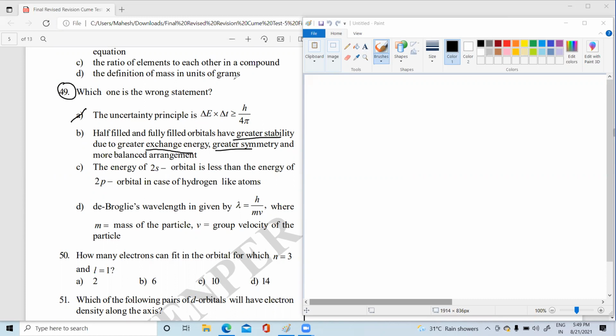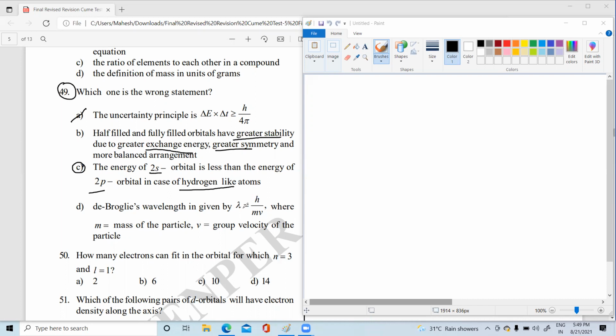Then next, the energy of 2s orbital is less than the energy of 2p orbital in case of hydrogen-like atoms. This is the wrong statement, students. Because why? Because a hydrogen-like species contains only one electron, and one electron means we will talk only about the energy level up to 1s, but he is talking about the 2s and 2p energies. So this is the wrong statement.